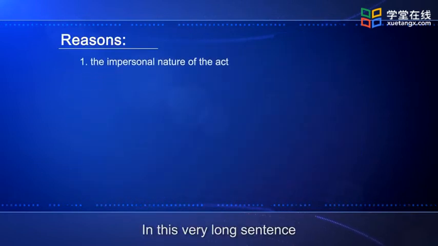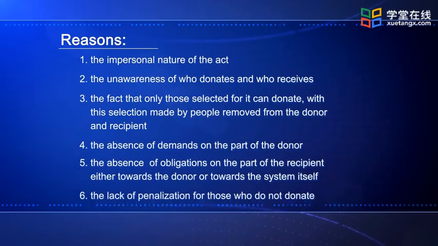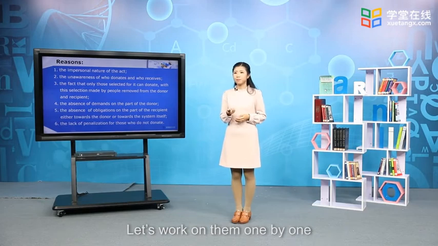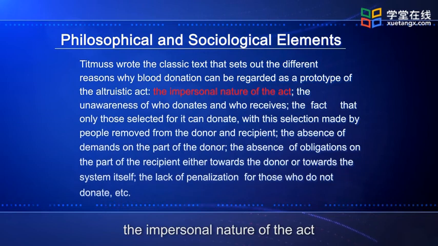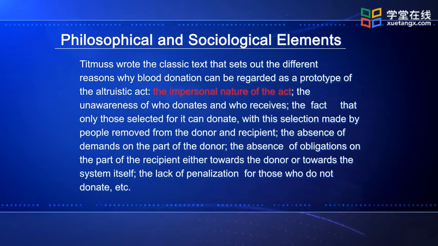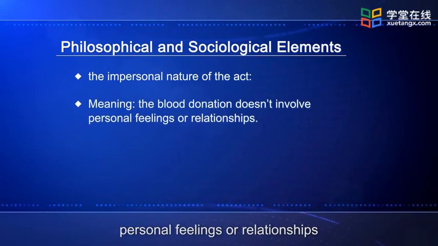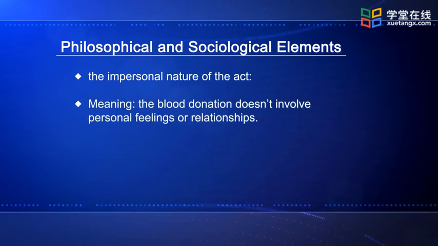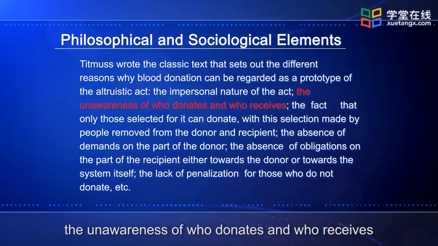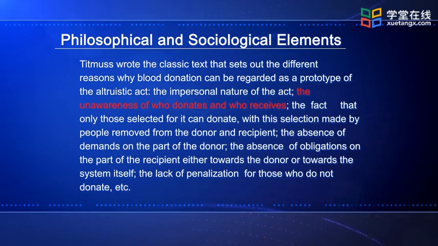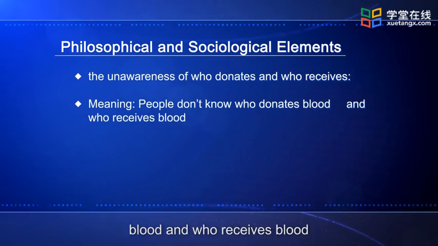In this very long sentence, we need to comprehend the following 6 reasons. Let's work on them one by one. The first one, the impersonal nature of the act. It means the blood donation does not involve personal feelings or relationships. The second one, the unawareness of who donates or who receives. It means people don't know who donates blood and who receives blood.